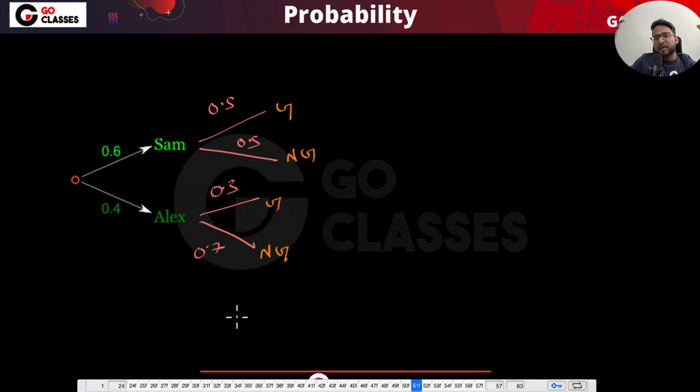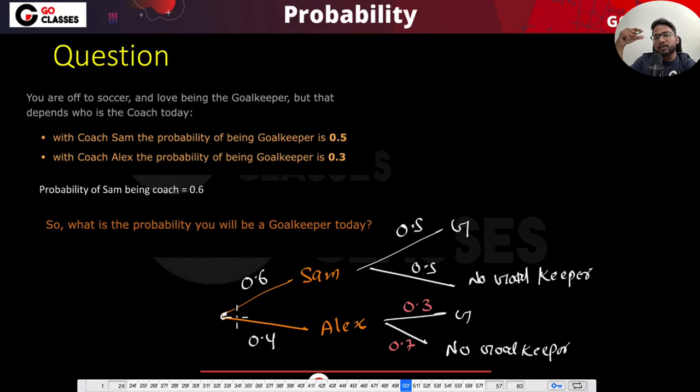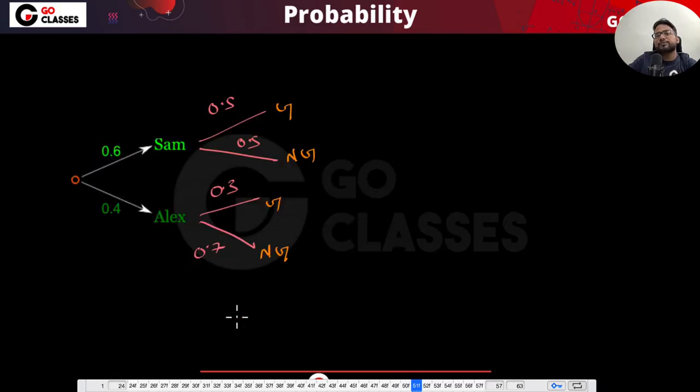Now once you make this tree diagram, can you just answer some of the questions that are asked? The question is: what is the probability that you will be goalkeeper today? You can be goalkeeper here, you can be goalkeeper here. So if they are asking this probability, you can add all of these nodes which have the goalkeeper. Let me write down a few of the probabilities and then I will tell you the very nice interpretation of this tree method.